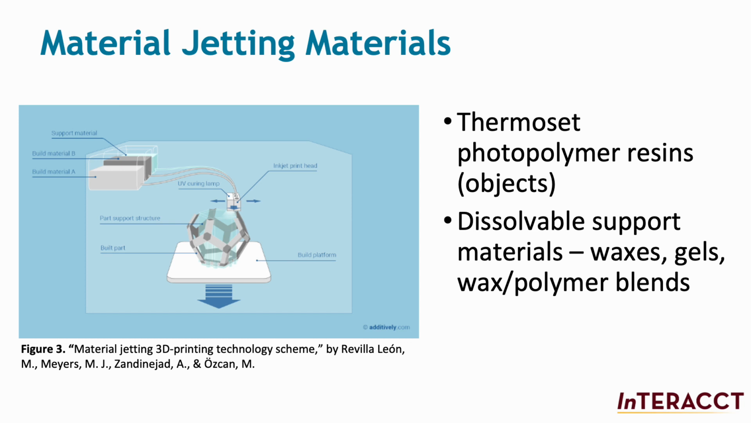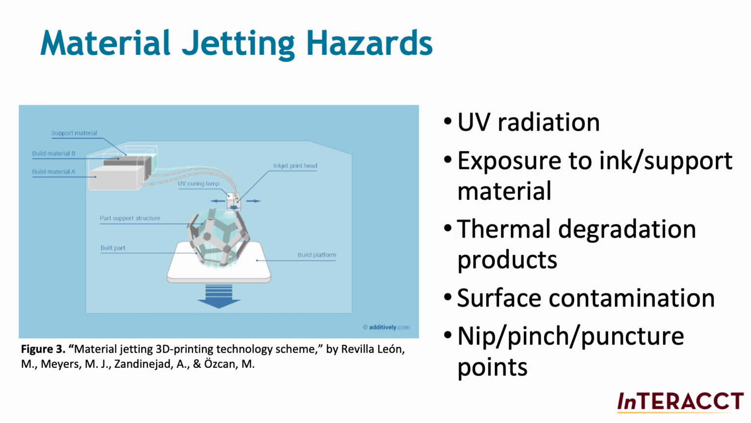Materials used for material jetting include resins that are selected to impart specific colors and performance characteristics, such as flexibility and surface appearance, and dissolvable support materials including waxes, gels, and wax polymer blends. Other hazards include UV radiation, thermal degradation products, surface contamination with resins, inks, support materials, and nip, pinch, puncture points.